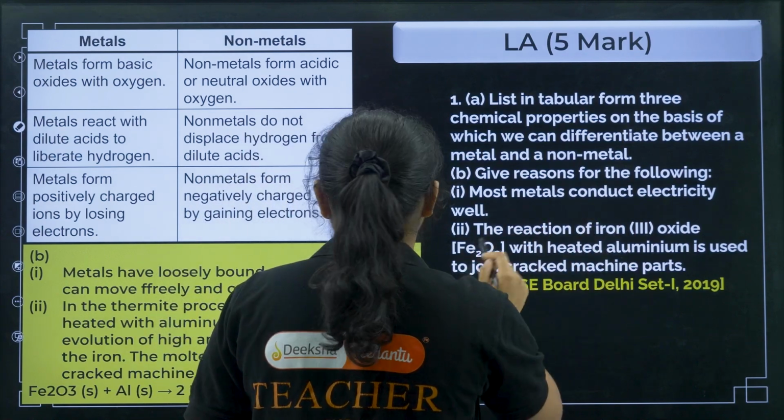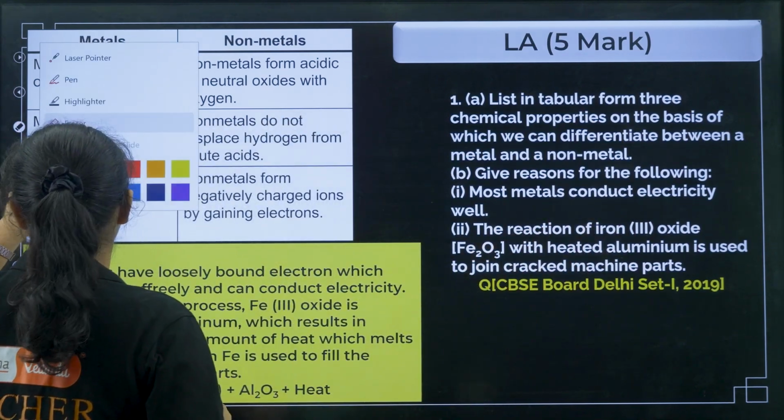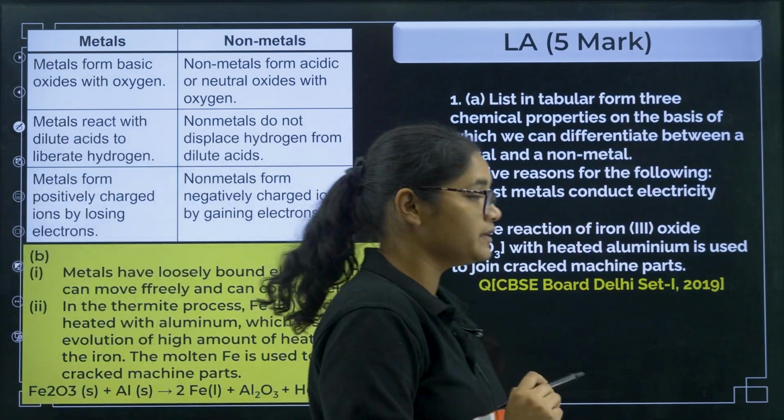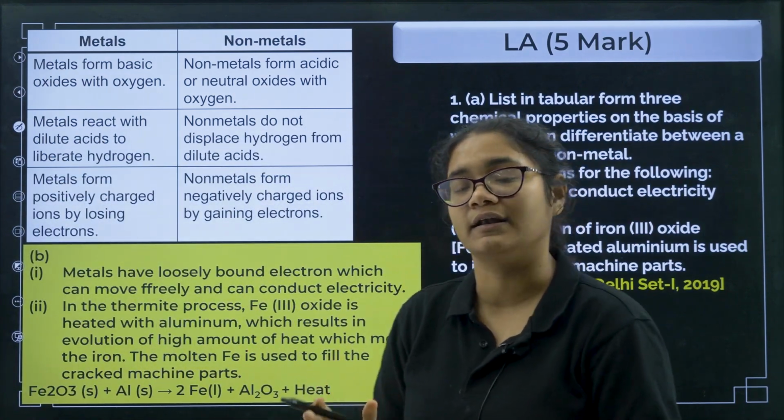Okay. Next, give reasons for the following. Most metals conduct electricity well. So that is because metals have loosely bound electrons which can move freely and can conduct electricity.